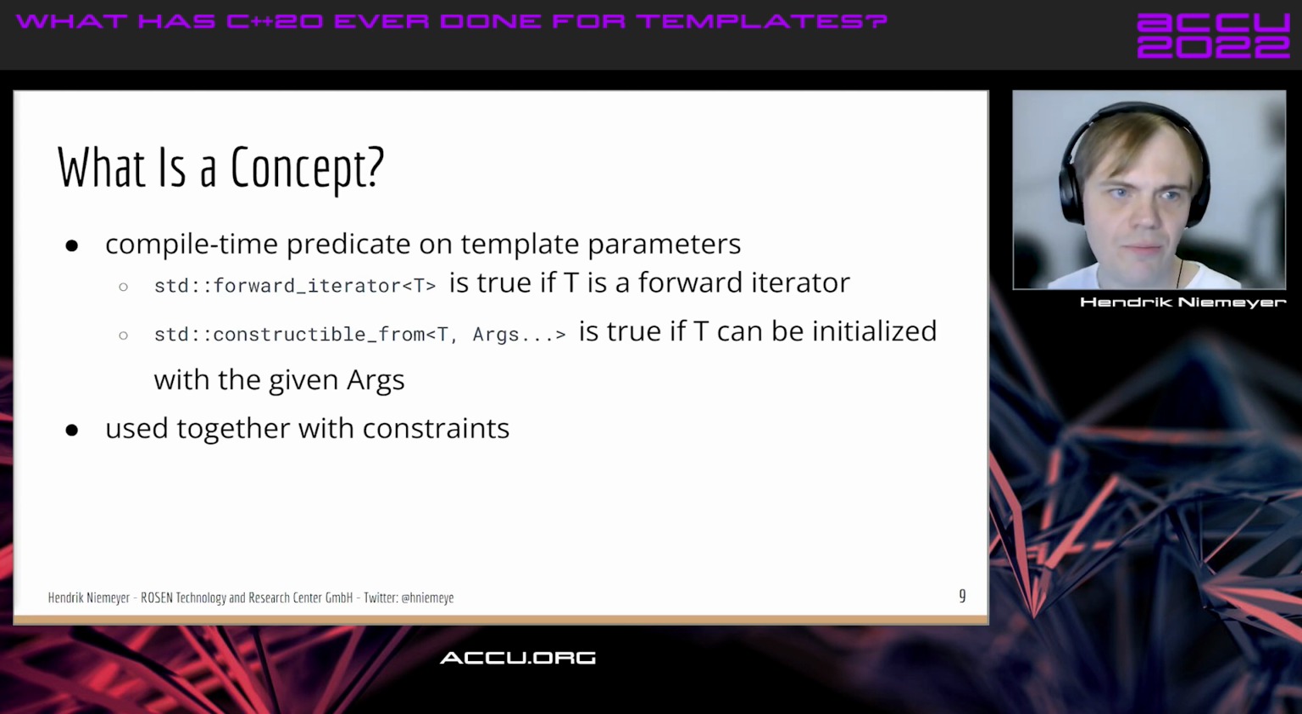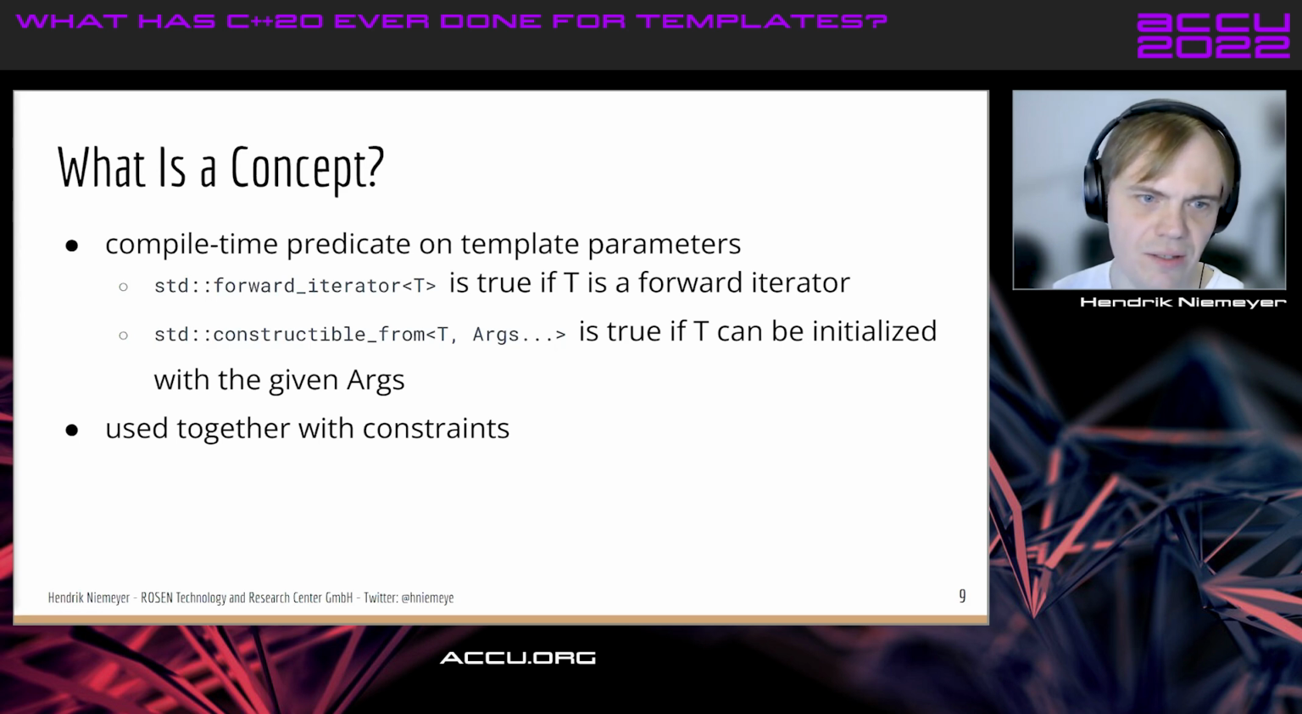A concept is a compile time predicate on template parameters. So we have a compile time function which maps a template parameter to a bool. We can have a look here. For example, std::forward_iterator<T> is a concept, and it's true if T is a forward iterator. Another example would be std::constructible_from with T and variable template arguments Args, which is true if T can be initialized with Args. And this usually is used together with constraints, and constraints will limit what types a template function or class will accept as template parameters.